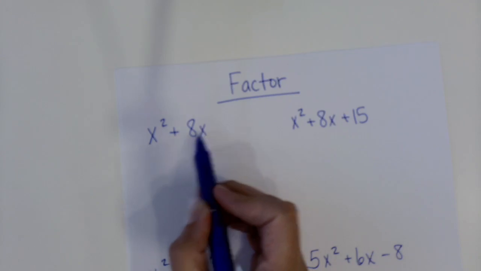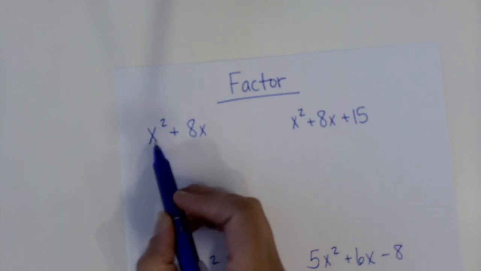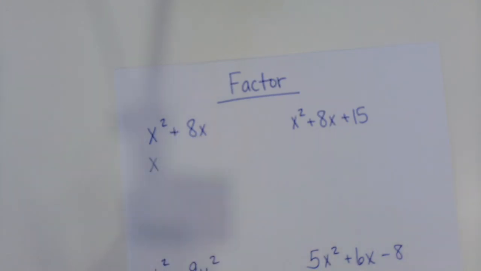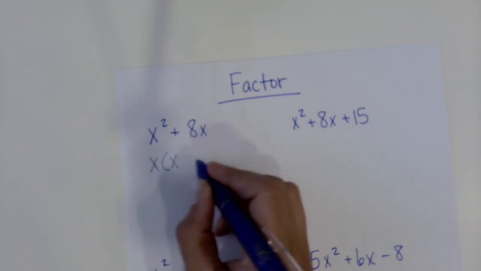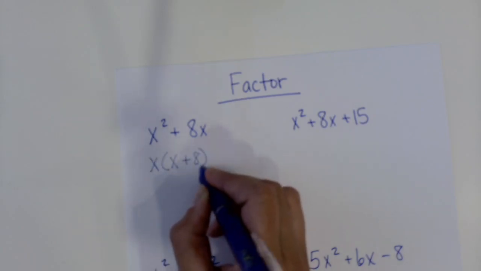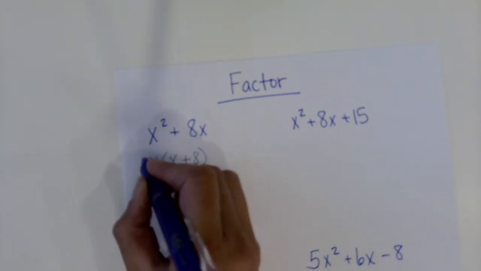This is a binomial. It only has two terms. So the only thing it has in common is an x. So we have x times x plus 8. If we distributed this to check our work, this is our final answer.